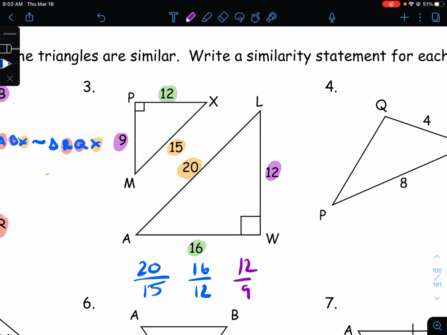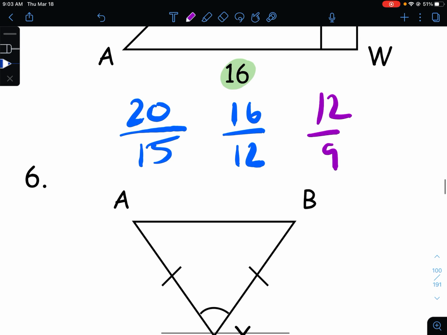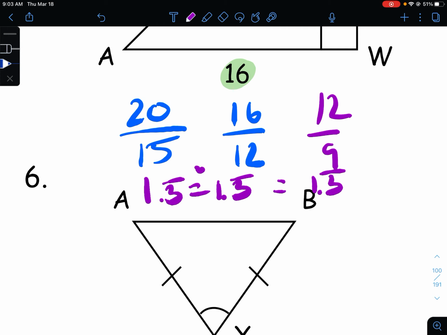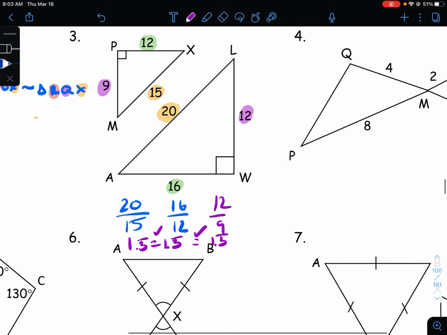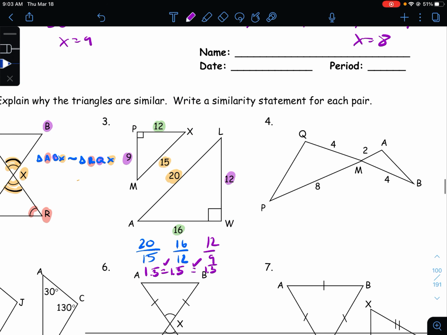So we're going to go ahead and calculate this out. We end up with 20 divided by 15, and I got 1.3 repeating. 16 divided by 12, I got 1.3 repeating. And 12 divided by 9, I got 1.3 repeating. So these are all equal, so they are in proportion with each other. So this would be similar by side, side, side.